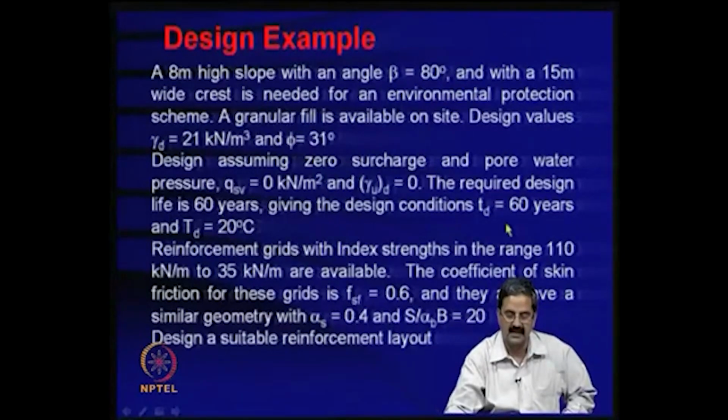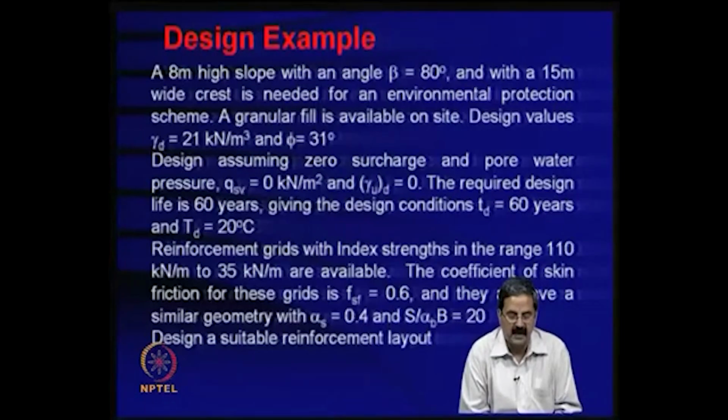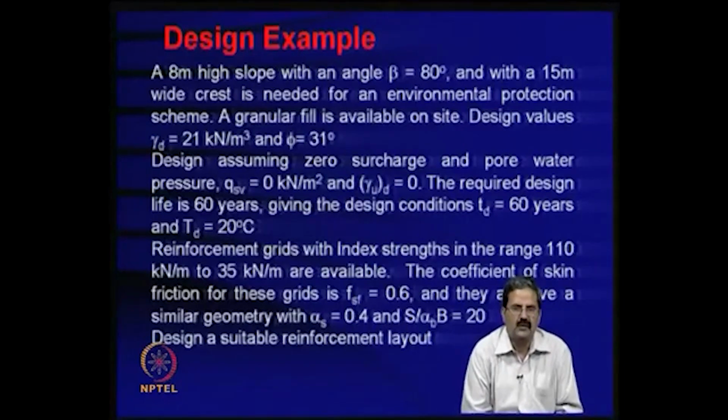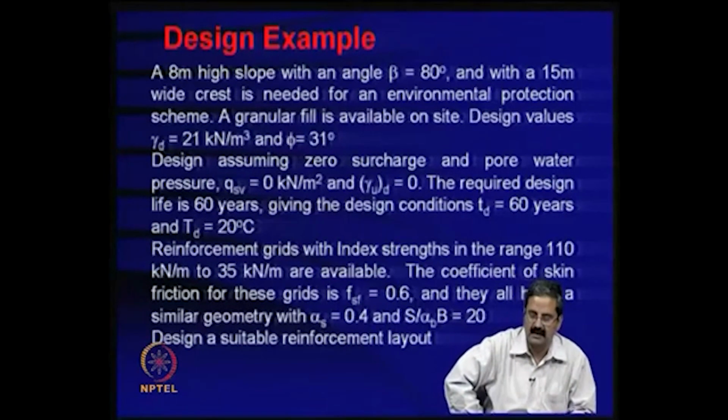Then the design conditions are TD equal to 60 years, and the design temperature is 20 degrees, okay. These are all that you get from a geosynthetic company, and the reinforcement grids with index properties in the range of 110 to 135 are available. Like you have a number of companies nowadays in India and abroad, where you get index strengths varying quite a lot. If you are going for geosynthetic slope applications, there is so much range they will give you, even geosynthetics can be there.